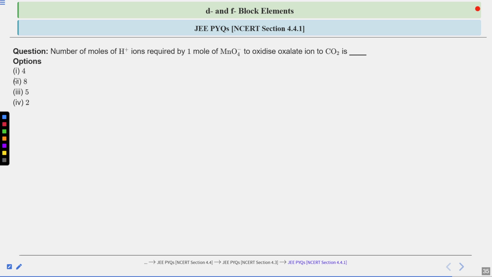Options are 4, 8, 5 or 2. So you have to apply the concept or the reaction of MnO4- in different media, like the acidic medium and the basic medium we have seen, right? And then you have to conclude your answer. So I am giving you some time, try to solve this. Then we will see the correct answer.